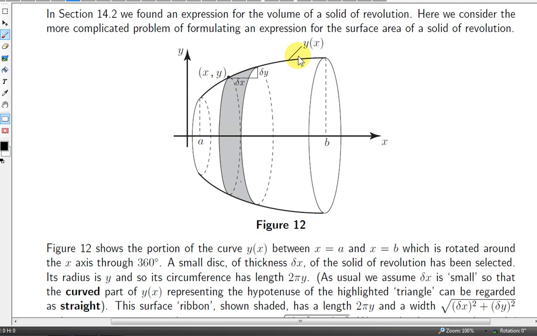Here we have a graph of the function y of x. We want to rotate this piece of it from x equals a to x equals b around the x-axis. Now instead of getting the volume generated, we want the area of the surface that's generated.